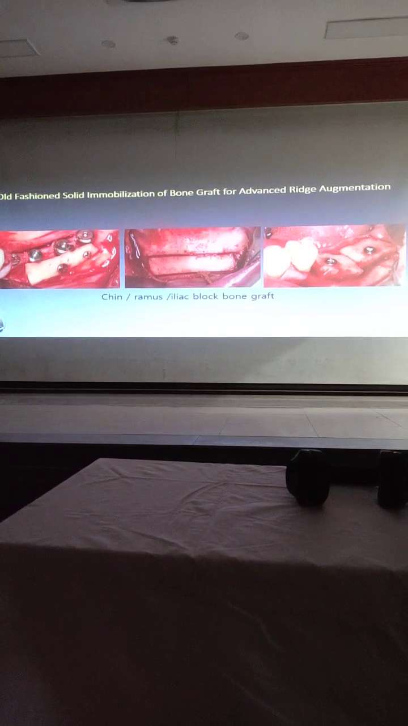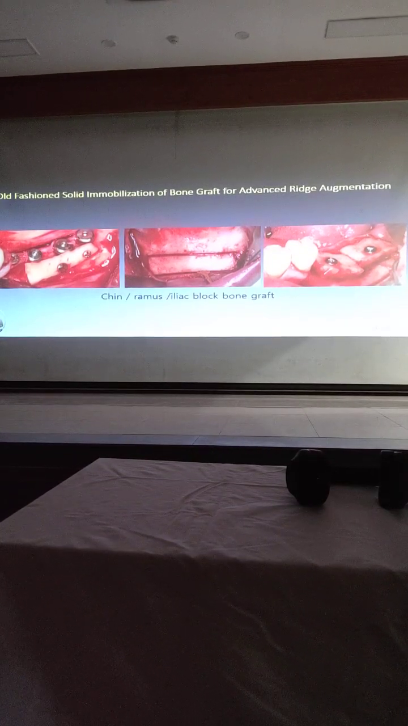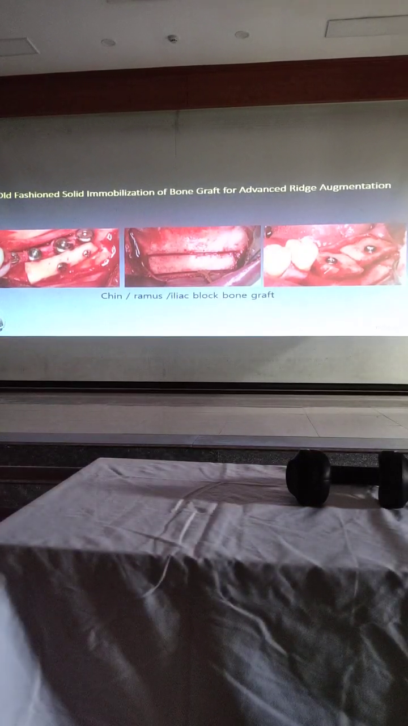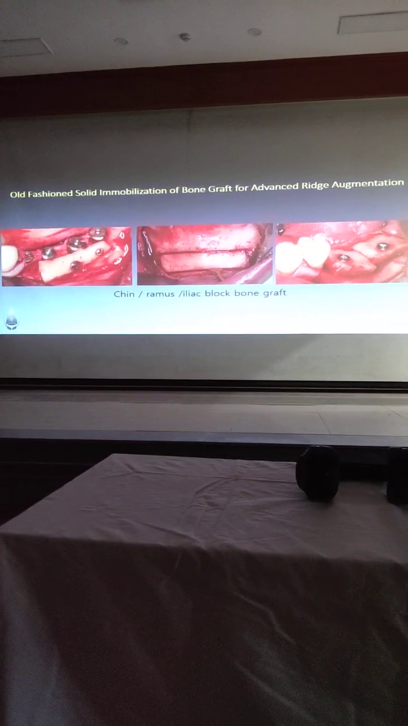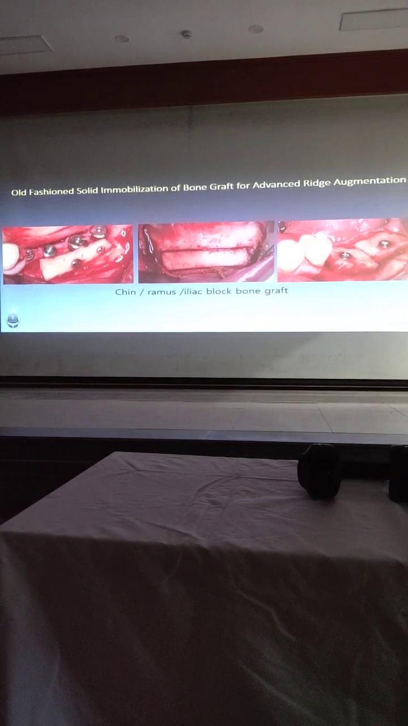This slide shows you the old fashioned story, immobilization of bone graft for advanced implementation. Many surgical techniques have been introduced to get good space maintenance in implementation. Among these methods, the additional slide, the Blackburn technique, has been widely used to get a good space maintenance in the event.